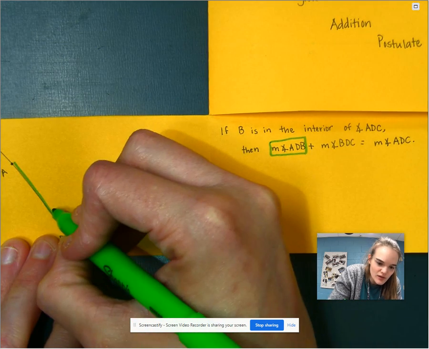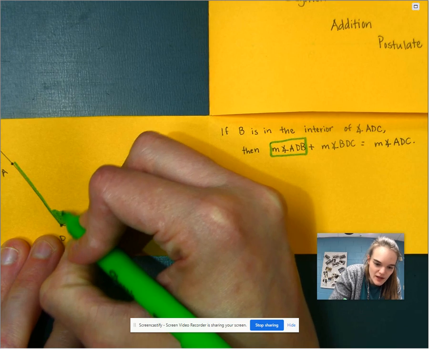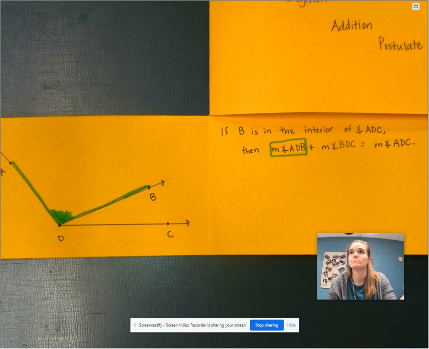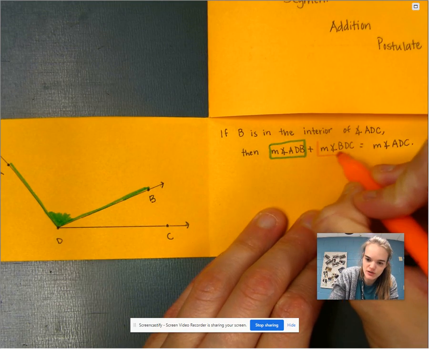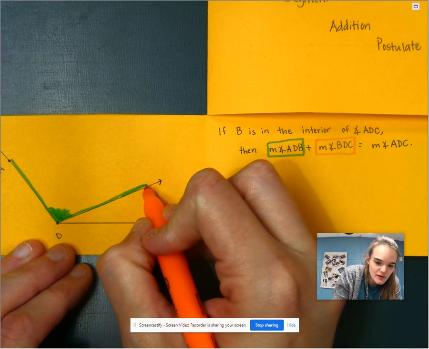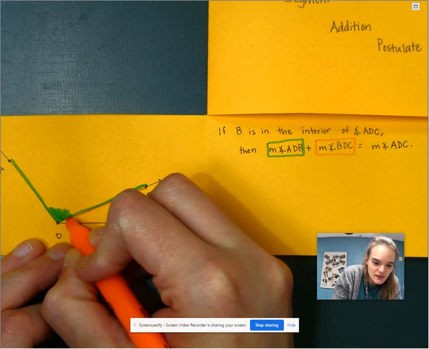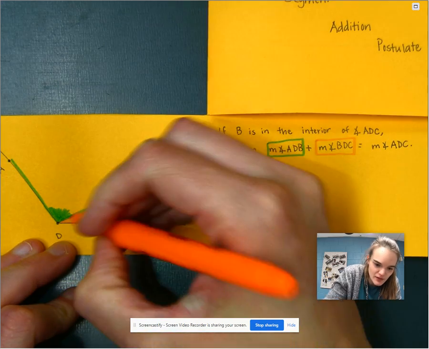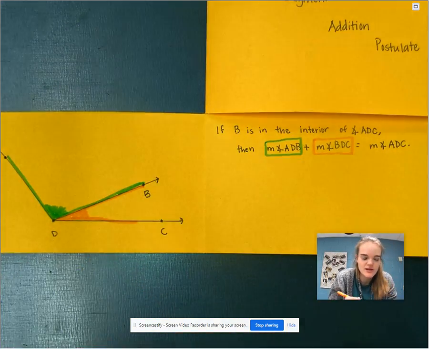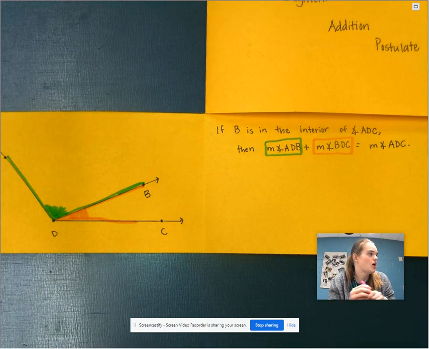This angle is ADB. That angle plus BDC, and I'm using orange here, B to D, D to C, that angle is equal to the whole angle.